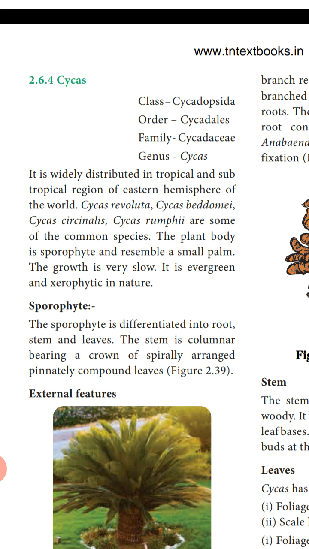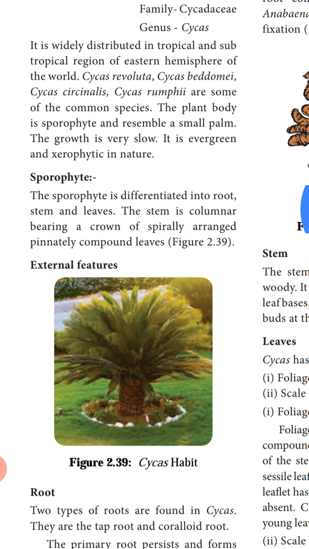Next, the plant body. Already we have studied that the plant body is sporophytic. The sporophyte is differentiated into root, stem and leaves. The stem is columnar, meaning pillar-like, unbranched, bearing a crown of spirally arranged pinnately compound leaves. You can see in this diagram, figure 2.39, only one pillar-like stem is present and the leaves are arranged on the top like a crown. Only on the top you can find the leaves. The older leaves fall down as the stem grows.